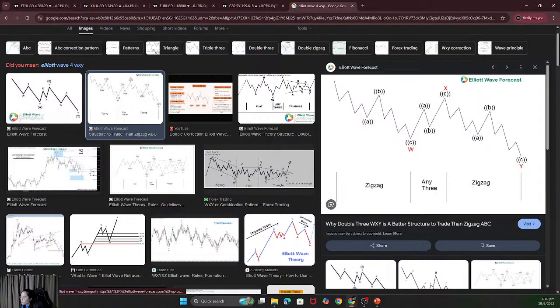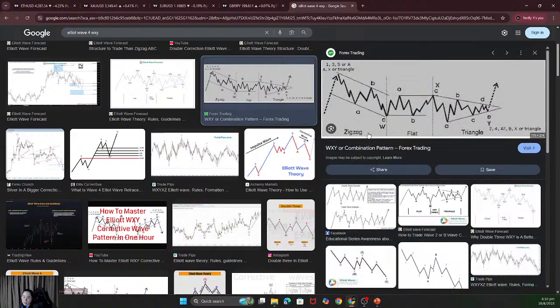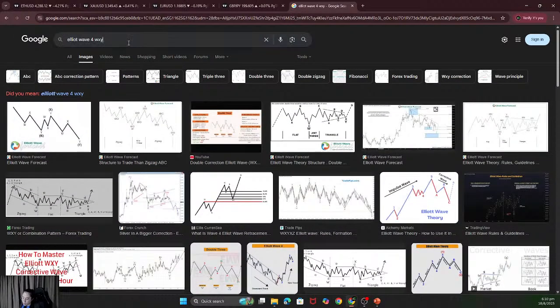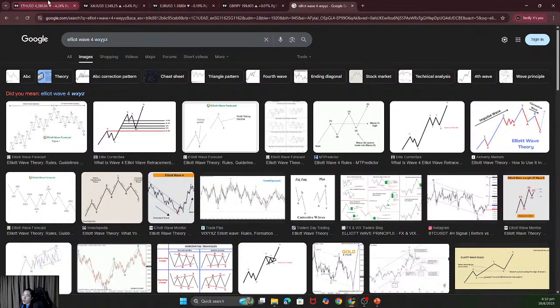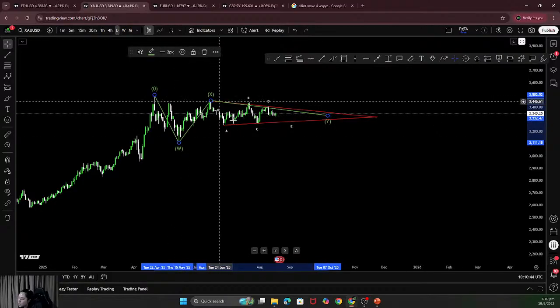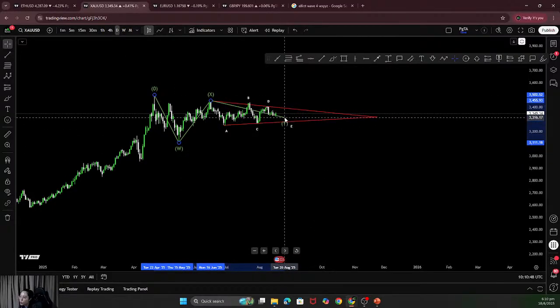You can have a zigzag, flat, triangle. Basically, there are a few variations of WXY, and it could also end up being a WXYZ, right? That is why you shouldn't be trading wave 4, because there are so many variations, you just don't know which variation it is.